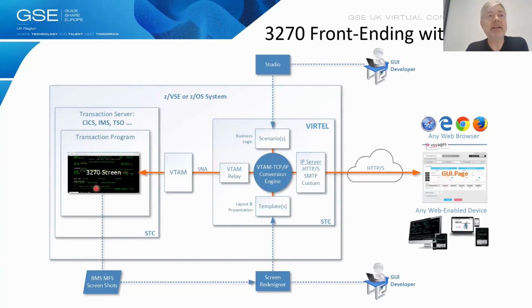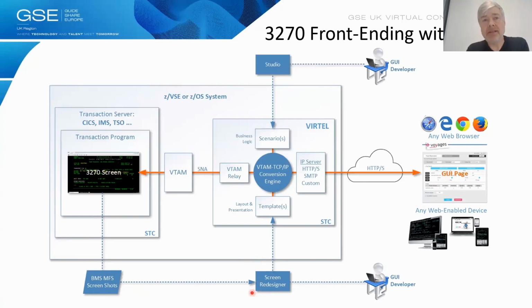And so how's it going to work? What we do is we capture the 3270 data flow for one screen and inject it into the Screen Redesigner tool. So all the fields will be displayed within the Screen Redesigner tool.